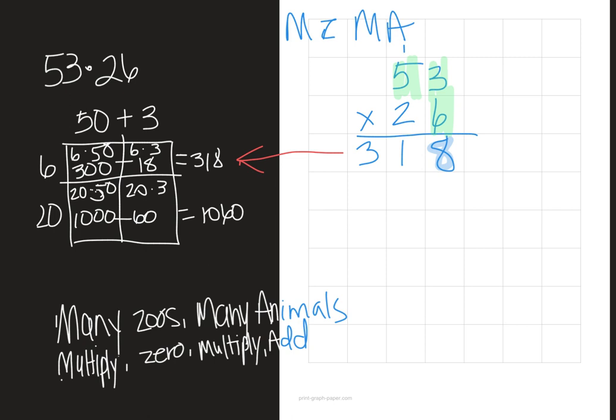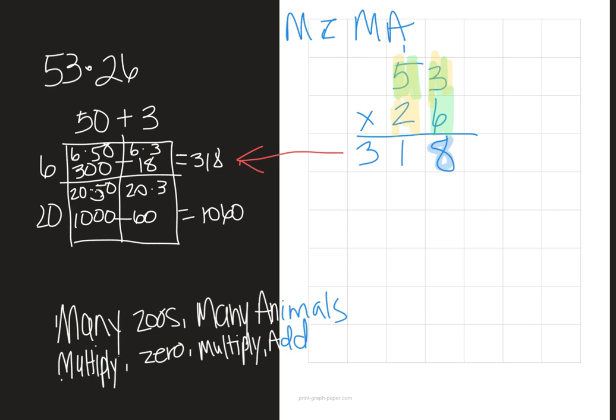Now, we're going to highlight what we're going to multiply here. So we did many zoos, many animals. The first many was multiply. The zoo stands for 0.